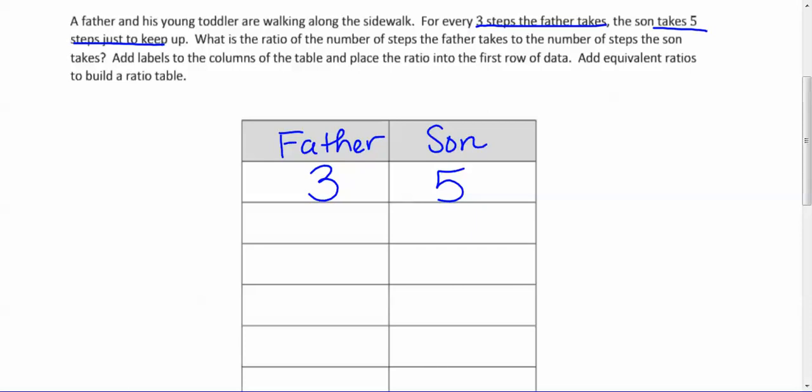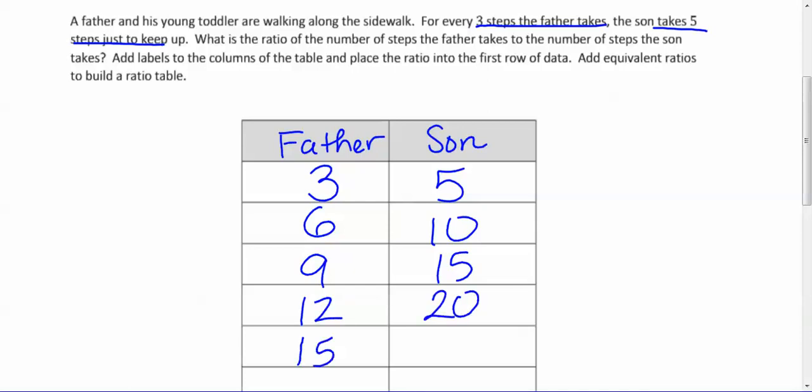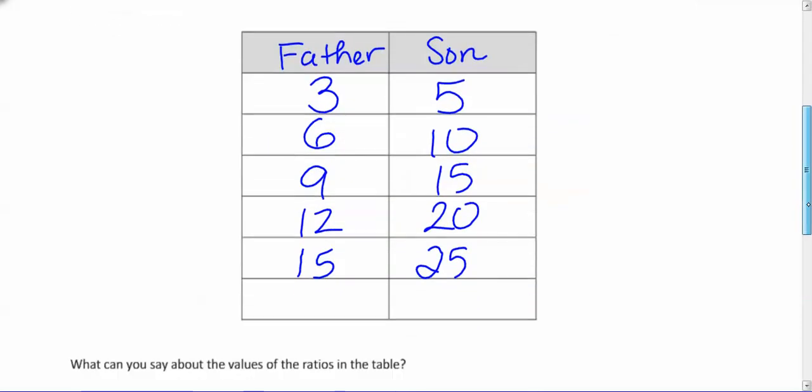We're going to keep going up, scale this up. Obviously they took more than 3 and 5 steps. Maybe they took 6 steps, and how many would the son take? 10. We're counting up by 3s on the father's side, so what would be next here? 9. And this would be 15. And this would be 12. And this would be 20. And this would be 15, and this would be 25. And then we have one more to go: 18 and 30. We could scale this up indefinitely.